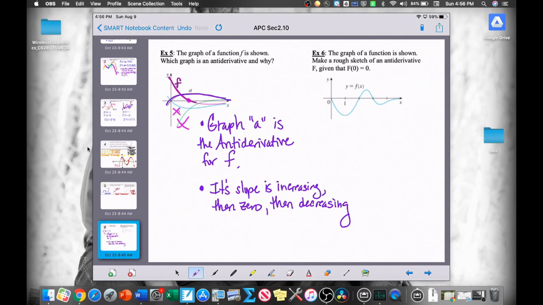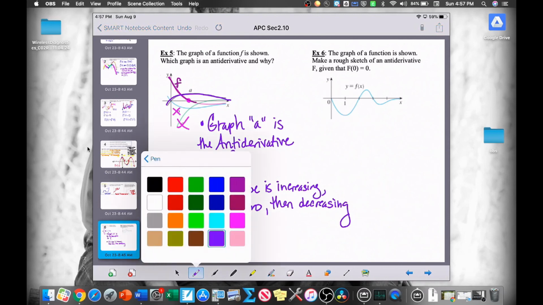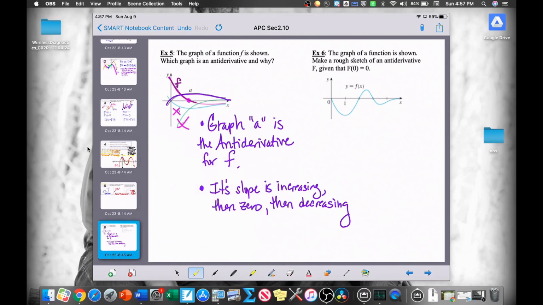Example 6, the graph of a function is shown. It says make a rough sketch of an antiderivative F given that F of 0 equals 0. Okay, so they've given us that initial condition. We know that our antiderivative has to contain the point (0, 0). So let's work backwards the way that we sketched our graph back in example 4. The first thing I'm going to do is sketch in my little yellow line segments where I know that my function is increasing and decreasing.